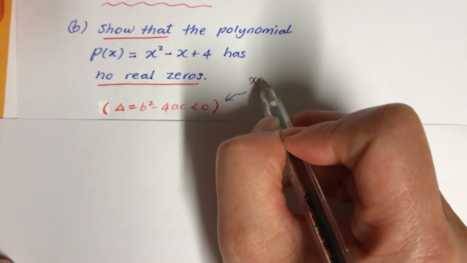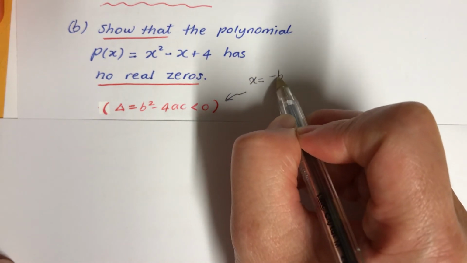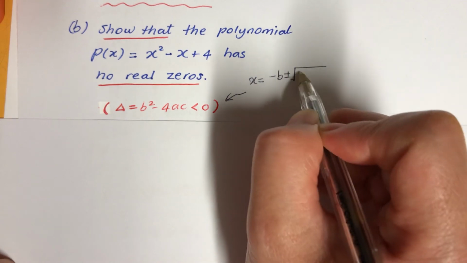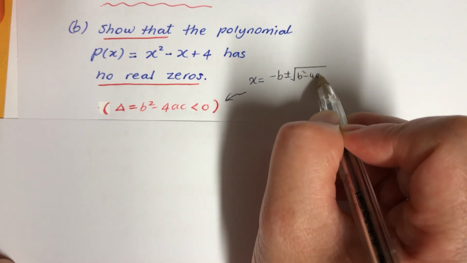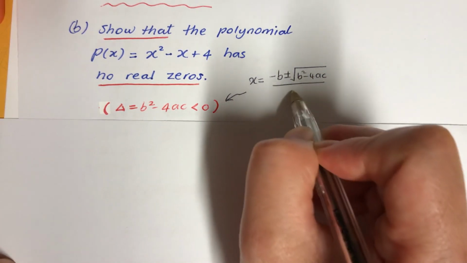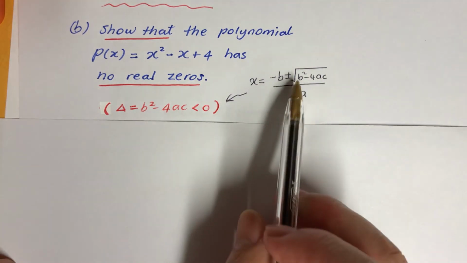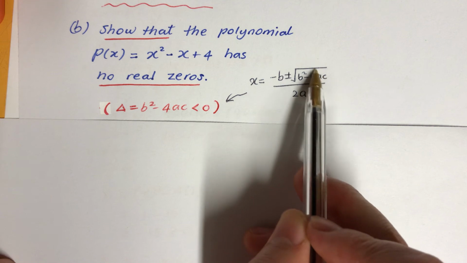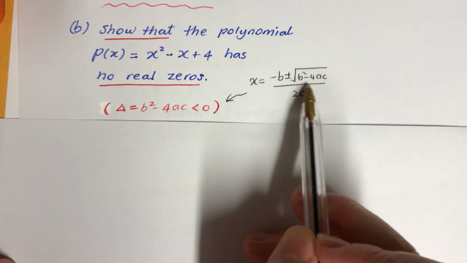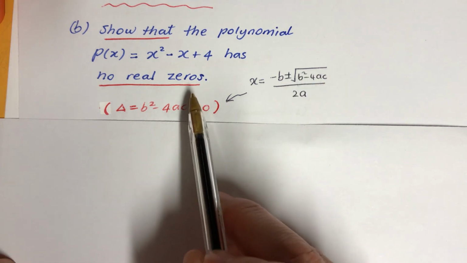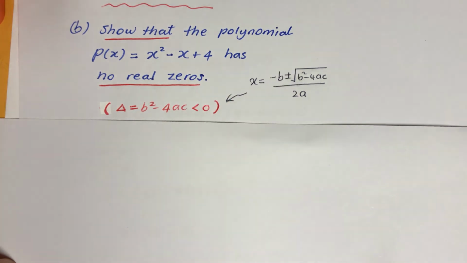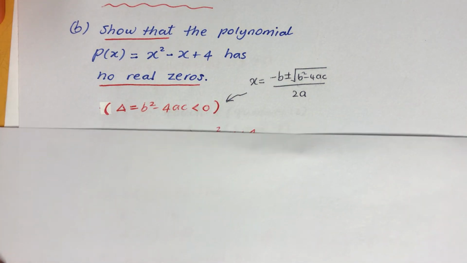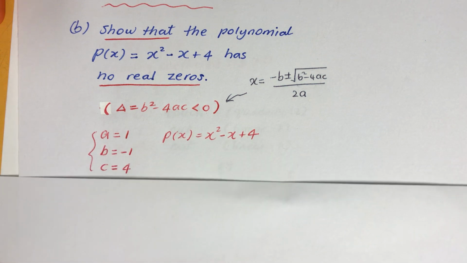Do you remember quadratic formula? Negative b plus minus square root of b squared minus 4ac all over 2a. Now, that under the square root, that's the discriminant. This gives you information about roots, okay, zeros or solutions. So it has to be less than 0 to have no real zeros. So let's have a look.